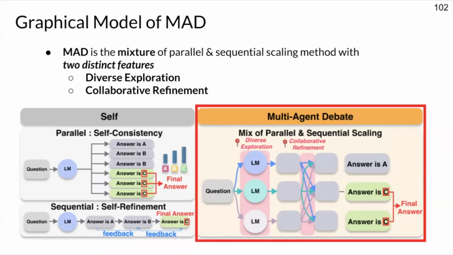And then MAD, the general form, is a mixture of parallel and sequential scaling methods with diverse exploration, in terms of the lines of thinking being as large as possible, separate thinking lines, and hopefully they don't contaminate each other. So there are certain rewards to encourage how diverse their language or opinions should be first, in the first step. And then we go to collaborative refinement, which is a property of the quality of their discussions and debates.